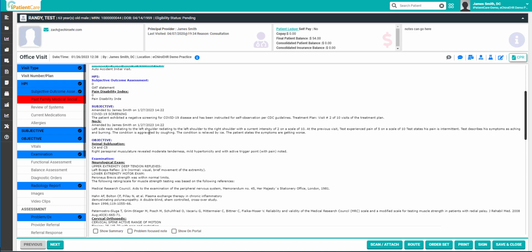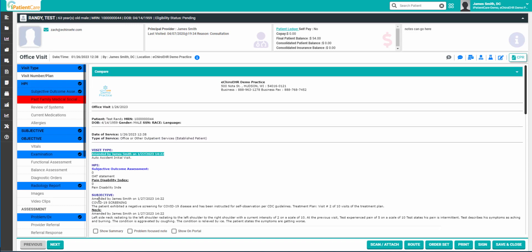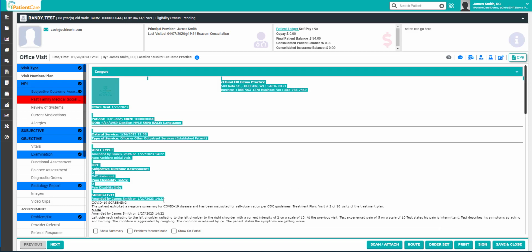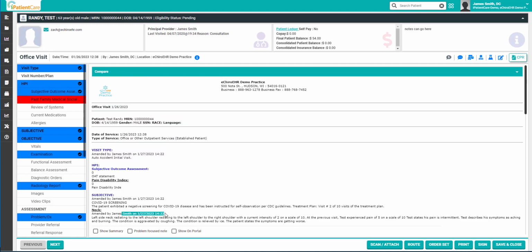Then we get into the subjective area where we made the changes. You'll see those changes there, what was made. And keep in mind too that this also does produce a red line version. So we're going to go ahead and sign this amended note.